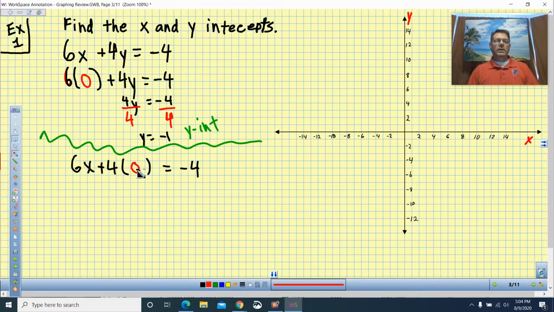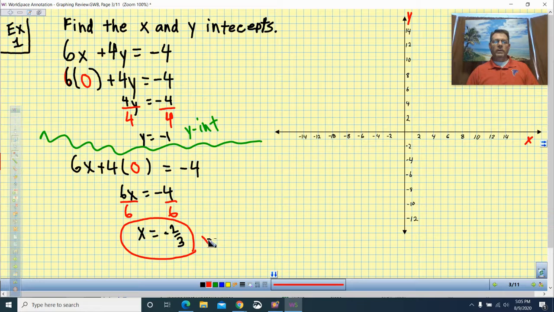So 4 times 0 is 0. So that quickly gets us down to 6x equals negative 4. Okay, get x by itself. We're going to divide by 6 on both sides. Well, that's lovely. So what's 4 over 6? Well, that's 2/3. So it's going to be negative 2/3. Okay, and that's all well and good. And we would call that the x-intercept, right?